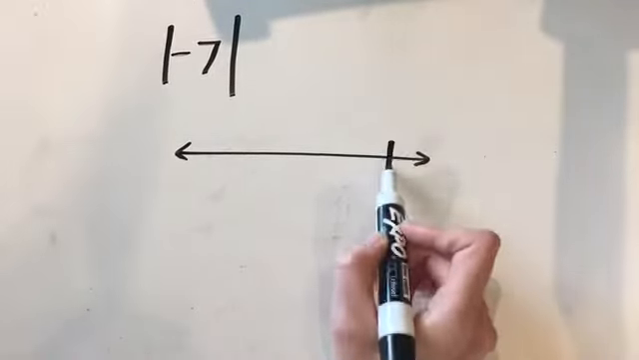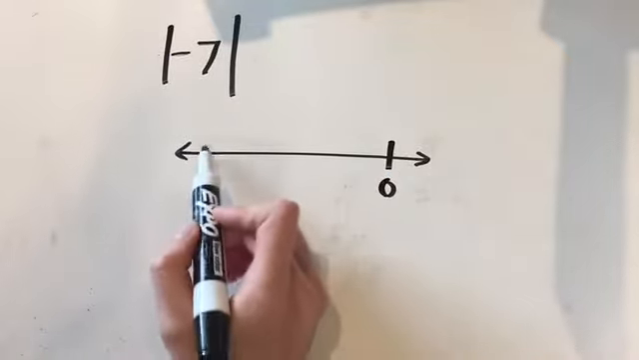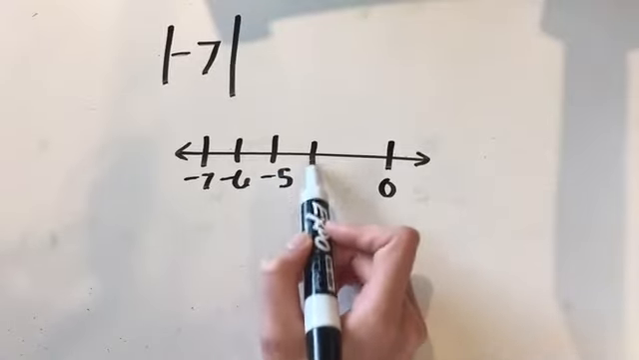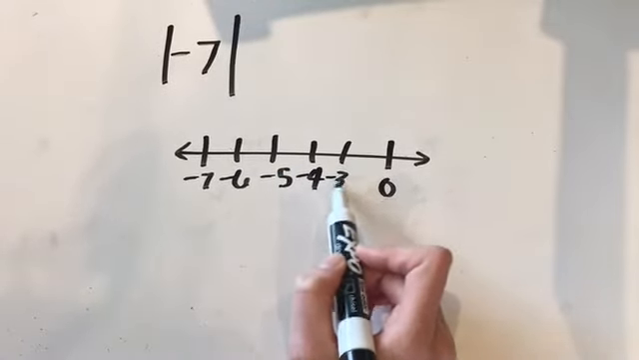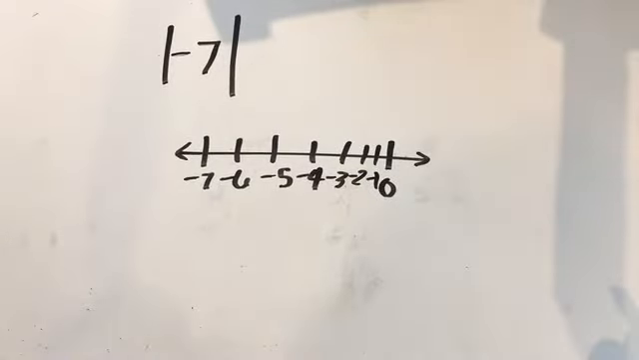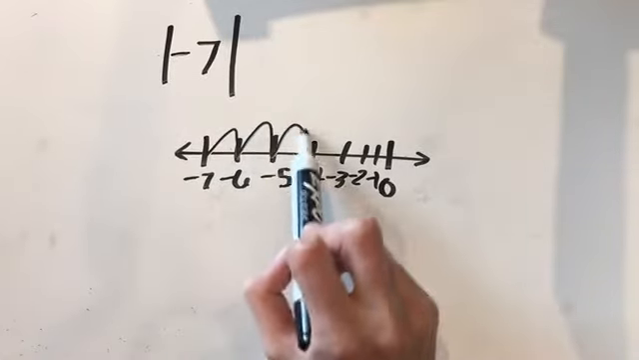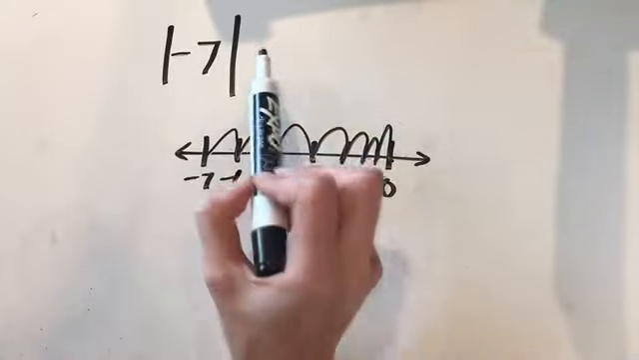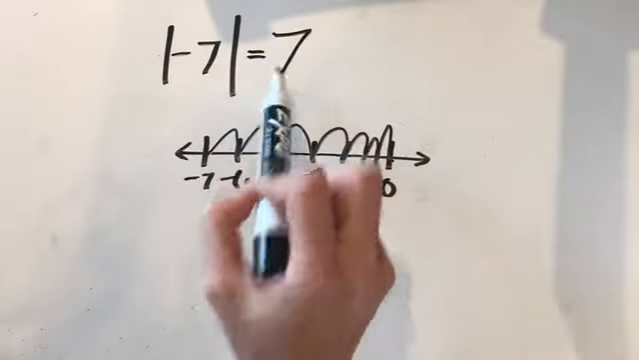Okay, so 0's here, right? -7 is to the left. It's going to be over here. We'll fill in. Oh, that wasn't great. It'll do the purpose right now. So how far from -7 to 0? Well, it's 1, 2, 3, 4, 5, 6, 7 units away. So the absolute value of -7 is 7.